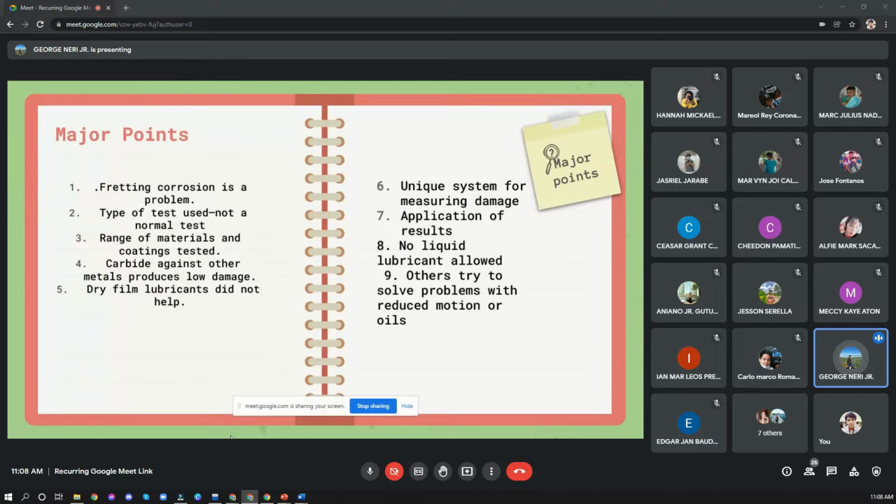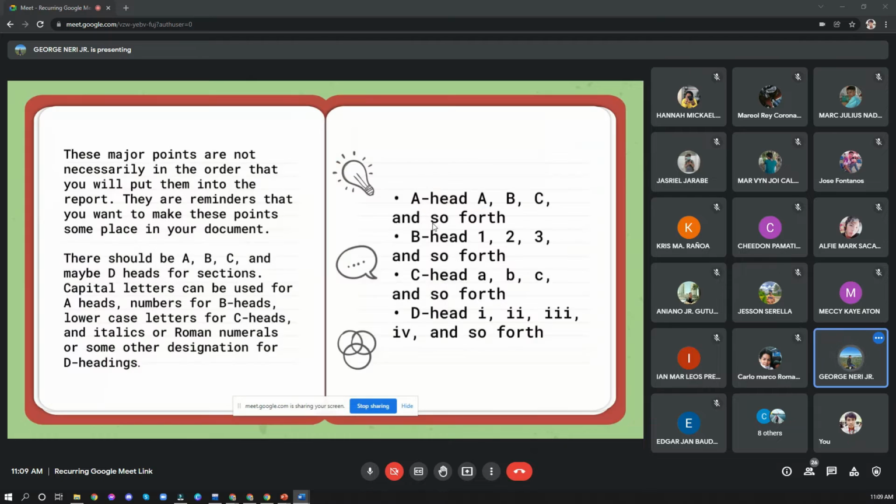Next, major points. Number 1 is spreading horizon in a problem. Number 2 is type of the test is not a normal test. Number 3 is range of materials and coatings tested. Number 4 is provide against other metals produce low damage. Number 5 is dry film lubricants did not help. Number 6 is unique system for measuring damage. Number 7, application of results. Number 8 is no liquid lubricant allowed. Number 9 is others try to solve problems with reduced motion or oils.